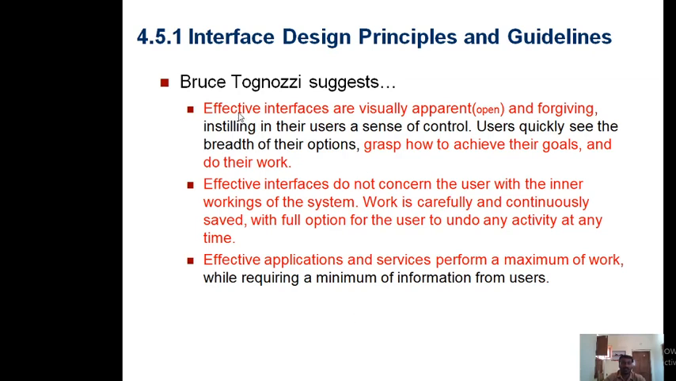The first one is: effective interfaces are visually apparent and forgiving. That means whenever you design an interface, if it is effective, it is always visible to all the people. That means it is open to all the users, and it is forgiving. That means if you make any mistake, it may not create any problems for you. It must solve that problem. So that is the first suggestion provided by Tognazzini.